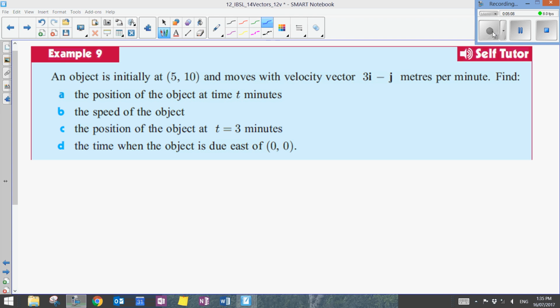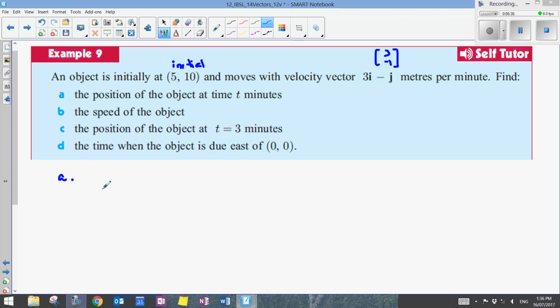All right, guys, so just going through this example 9 from your book and looking at some of the common vocabulary. An object is initially at 5, 10, so again, here's our initial starting position. We're moving in a direction of 3, -1, so 3 in the x direction, -1 in the y direction. So 3, -1, that's our velocity vector. It says find the position of the object at time t minutes.